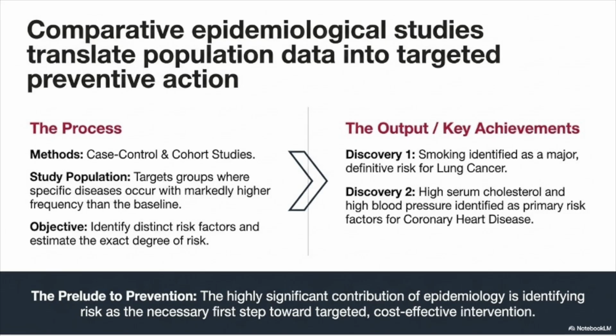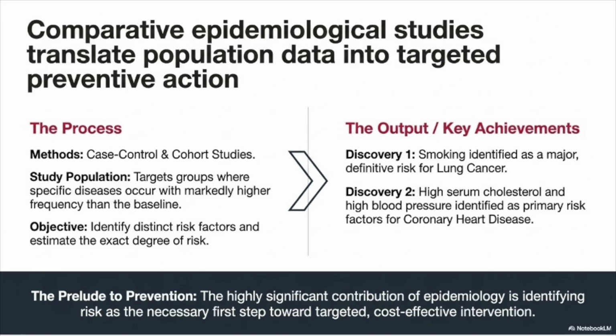Epidemiology identifies these risk factors through comparative studies, especially cohort studies and case control studies. These studies compare exposed and unexposed individuals or diseased and non-diseased groups to determine which factors are associated with disease. This approach has led to several landmark discoveries, including smoking as the major risk factor for lung cancer and hypertension and high cholesterol as major risk factors for coronary heart disease. The greatest achievement of epidemiology is not merely identifying disease, but identifying preventable causes of disease.